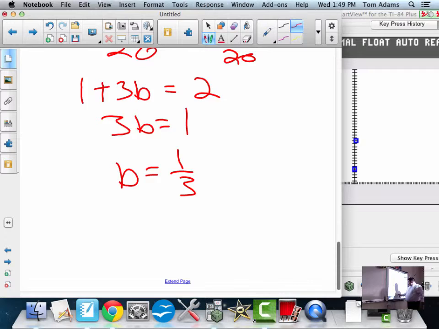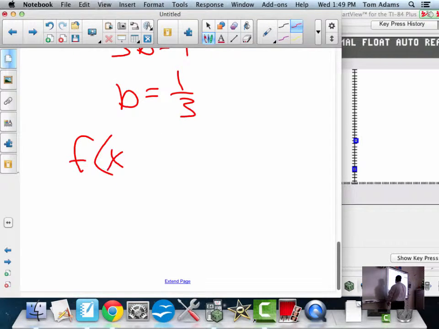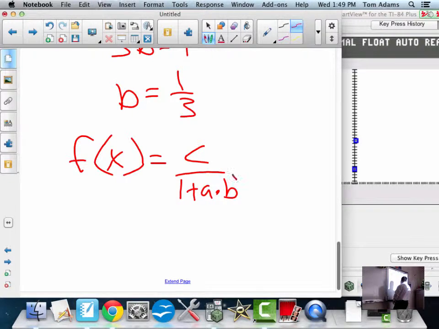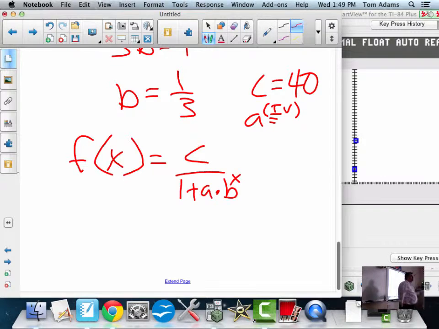All right. So my equation, which was originally f of x is equal to c over 1 plus a times b raised to the x, and we said that c was the limit to growth, which is 40. We said that a was some complicated calculation, but remember that it's evaluated. We could calculate a by using the initial value, right? Because when x equals 0, b kind of goes away. That's convenient, isn't it? So a is equal to, based on the initial value, 3. And we said b was equal to 1/3.